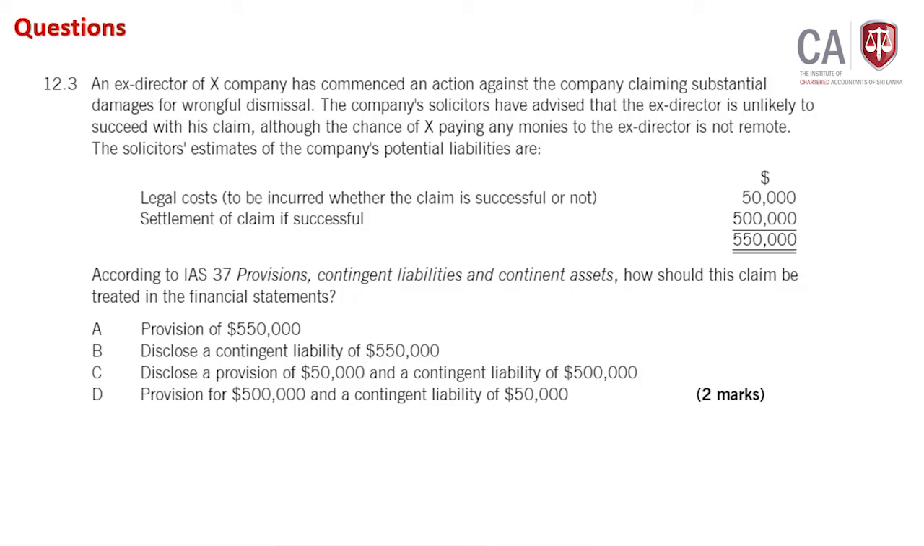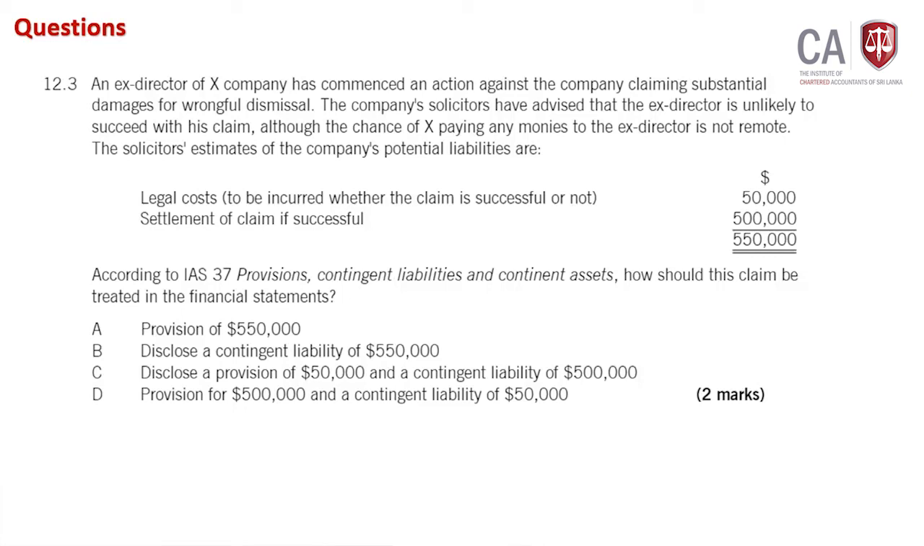The solicitors estimate the company's potential liabilities are: legal cost, how much? 50,000. Settlement of claim if successful, 500,000. According to LKAS 37, provisions, contingent liabilities, contingent assets, how should this claim be treated in the financial statements, right? Provision of 550,000. Do we need to make a provision for 550,000?